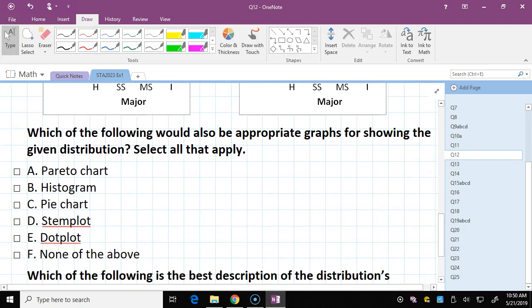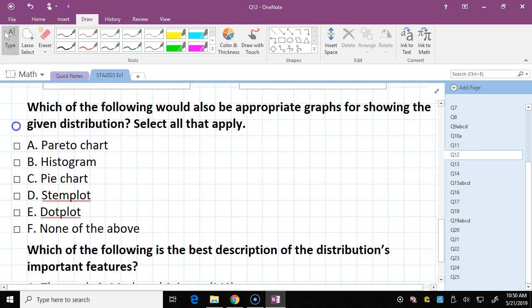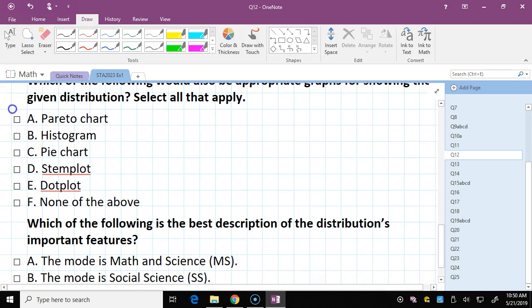All right. So which of the following would be appropriate graphs for showing the given distribution? This question is asking for what other graphs could we use? And select all that apply. So when you see that select all, that means there's more than one answer. Okay? So who's going to work? Who else should we use? Yeah, pie chart, absolutely.